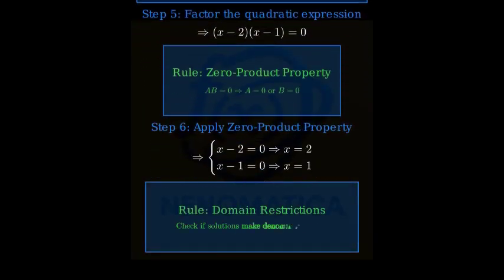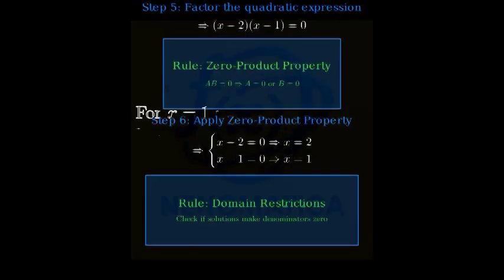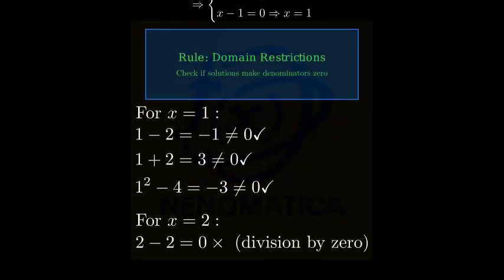However, we need to check our solutions for domain restrictions. Remember, in our original equation, we have denominators of x minus 2, x plus 2, and x squared minus 4. For x equals 1, let's check if it causes any denominators to become 0. 1 minus 2 equals negative 1, which is not 0. 1 plus 2 equals 3, which is not 0. 1 squared minus 4 equals negative 3, which is not 0. So x equals 1 is a valid solution.